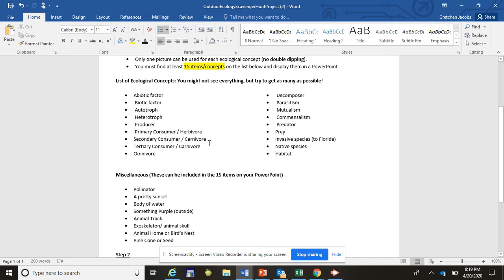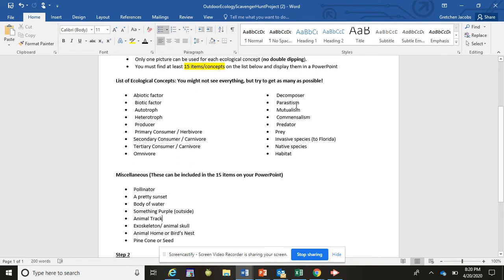Secondary consumer, something that eats another animal, pretty low on the food chain. And then a tertiary consumer would be an animal that eats an animal that eats a plant. An omnivore would eat both plants and animals. Decomposer would be an example like a mushroom. So if you find any mushrooms around your home or any fungus that you are aware of, outside.